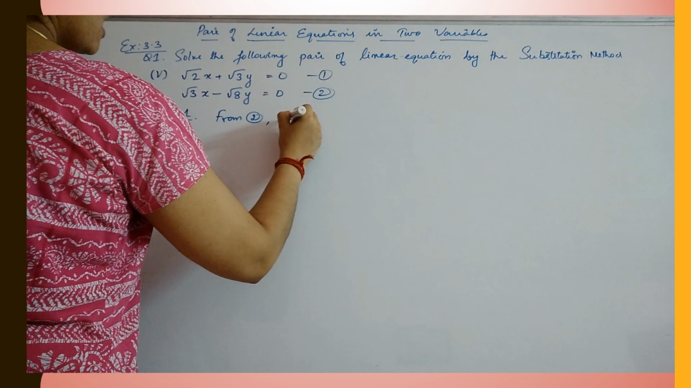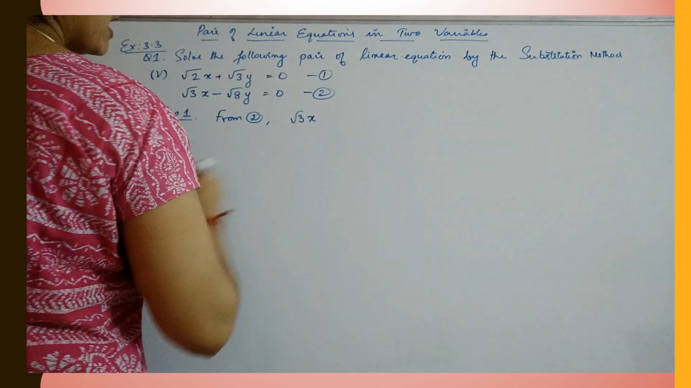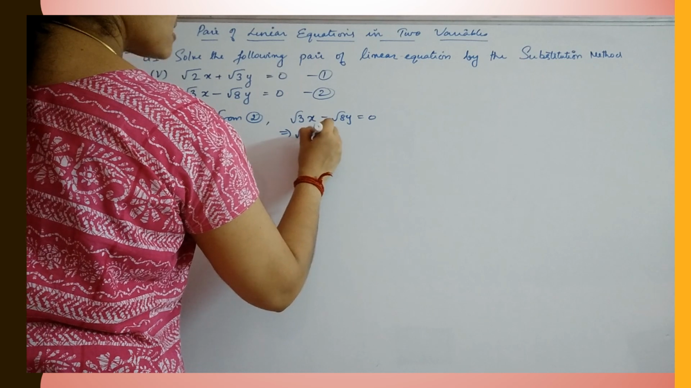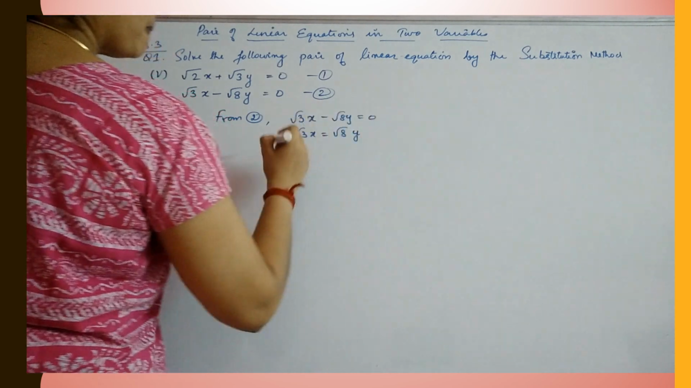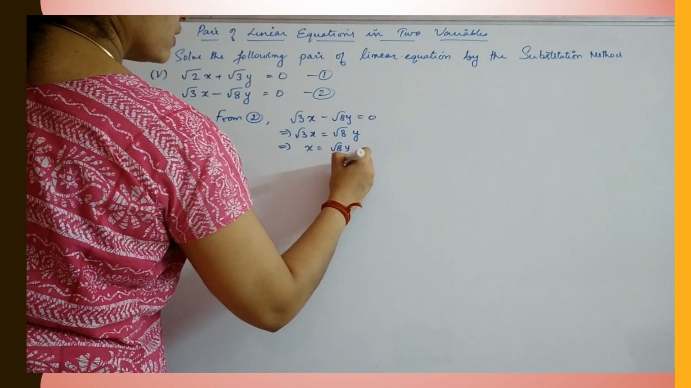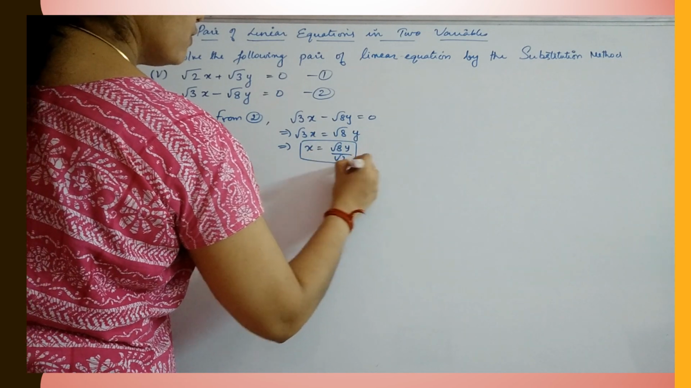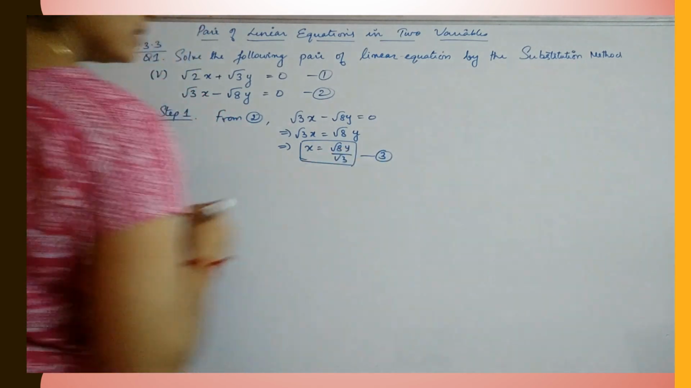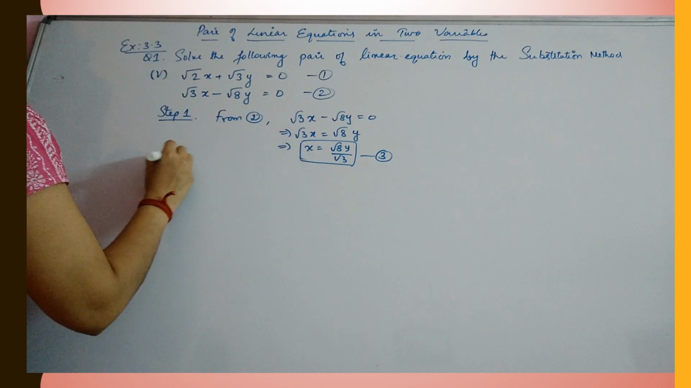So we will get root 3x minus root 8y equal to 0, means you get root 3x is equal to root 8y, or else x is equal to root 8y by root 3. So this is the value of x which we have found out now. Let it be equation number 3. Now step 2 is what?